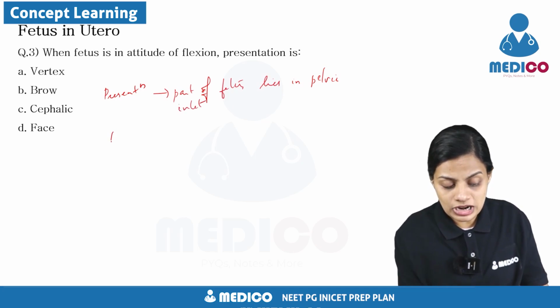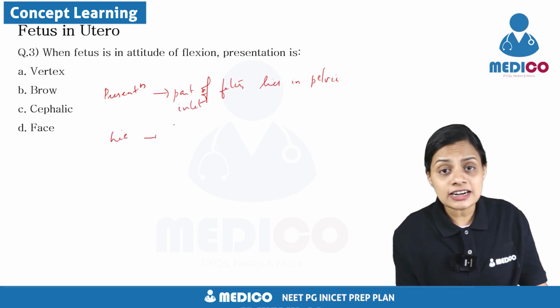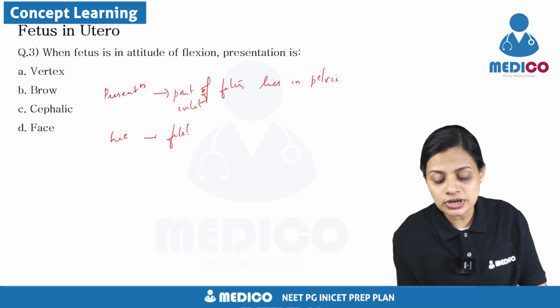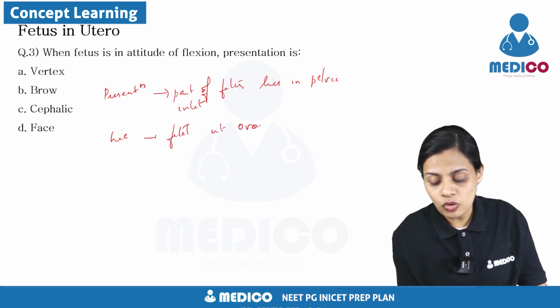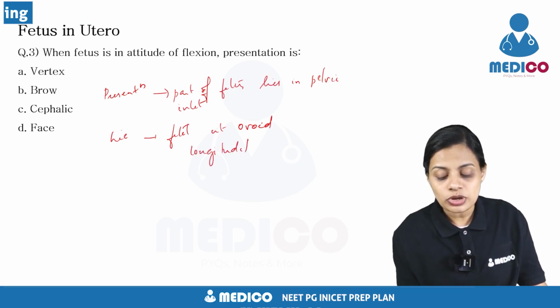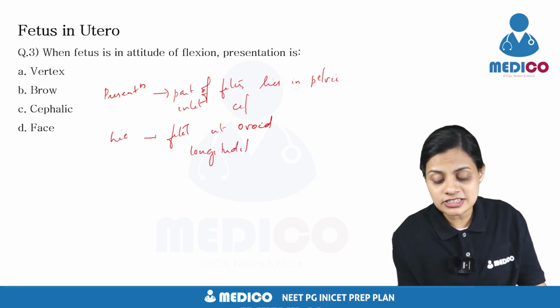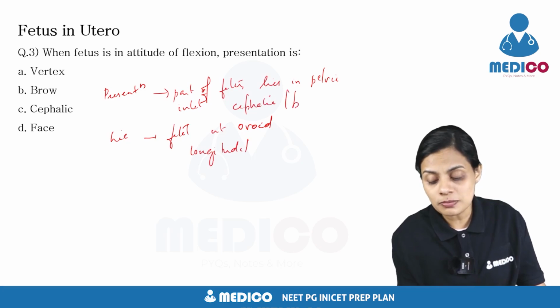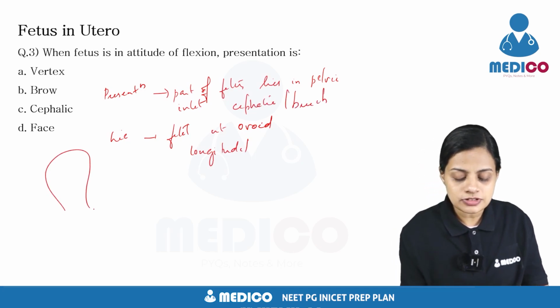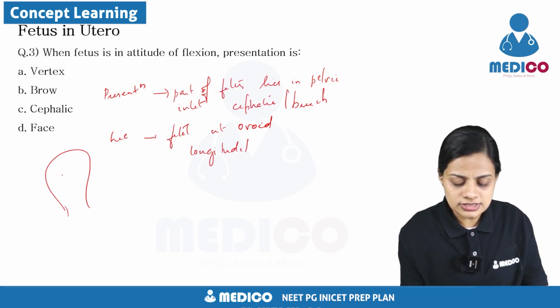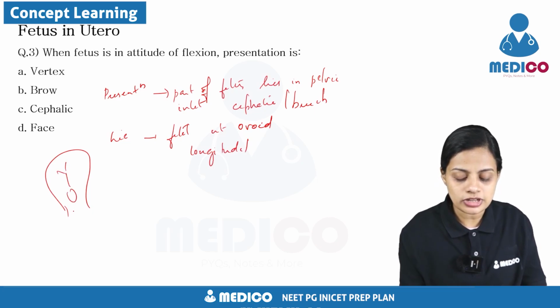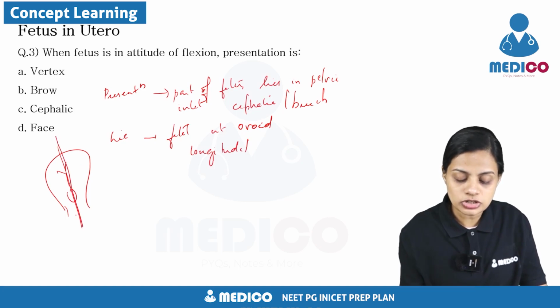Now, just a word about lie before that. Lie is the relationship of the fetal longitudinal axis to the uterine ovoid. Most commonly, the lie is longitudinal. So, in a longitudinal lie, the presentation is usually cephalic or breech. That is, if this is the uterine axis, the baby will be like this only. Okay, this is the relationship, the longitudinal to the uterine axis, and the presentation here is cephalic. So we've got presentation, we've got lie.